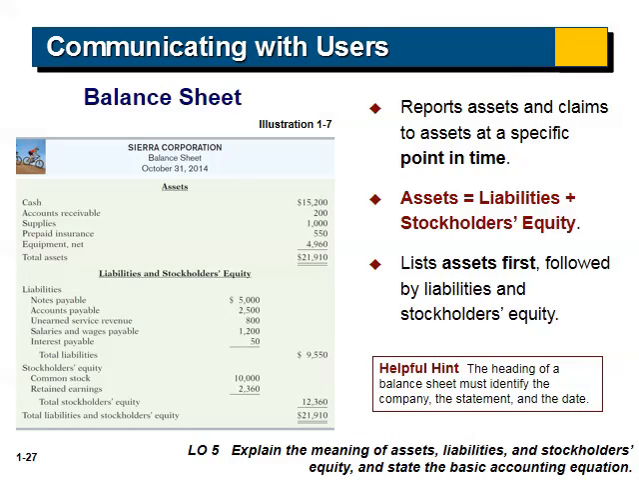And that's driving home the point here. Assets equals liabilities plus stockholders' equity. And assets are listed first, and then their liabilities, and then your stockholders' equity. That's the format of the balance sheet.